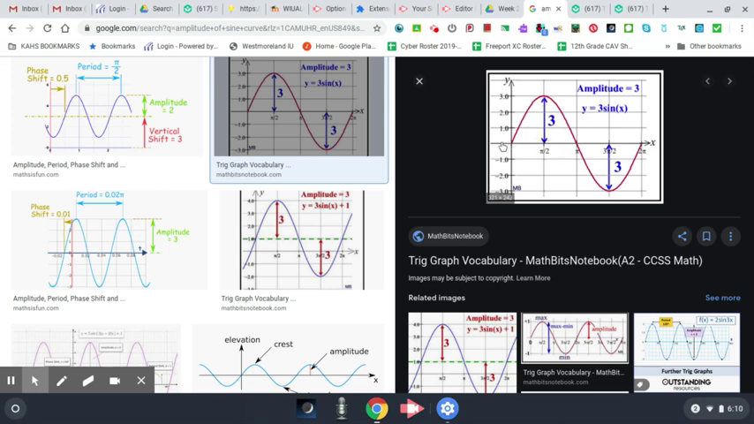So for this graph, here's the midline. It's 3 units up from the middle, 3 units down from the middle. Or if you think about it from top to bottom, that's twice the amplitude. So if you know what the total distance is from the very top to the bottom, that's going to be twice the amplitude. So you can find the amplitude with that information.